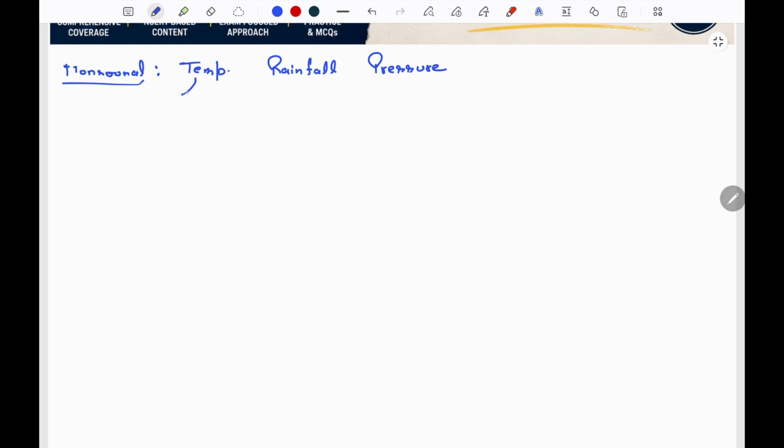Like temperatures in Rajasthan or desert areas can be as high as 50 degrees Celsius or even more than that, and in the night the temperature can be as low as 15 degrees. So there are high diurnal ranges, differences of temperature, and the temperature in the higher reaches of the Himalayas can even go to minus 30 degrees Celsius.